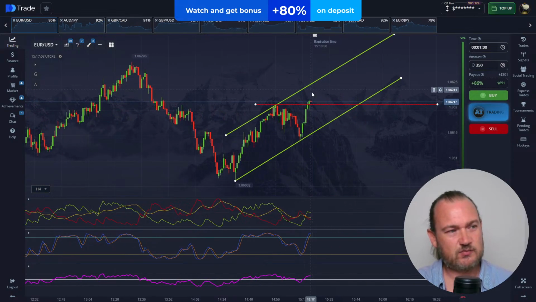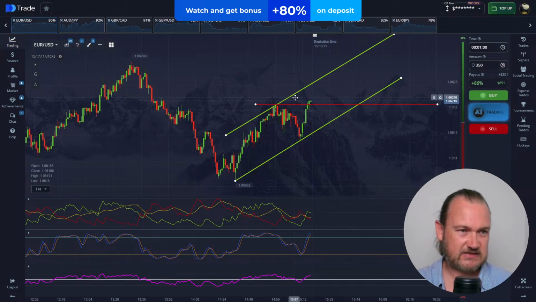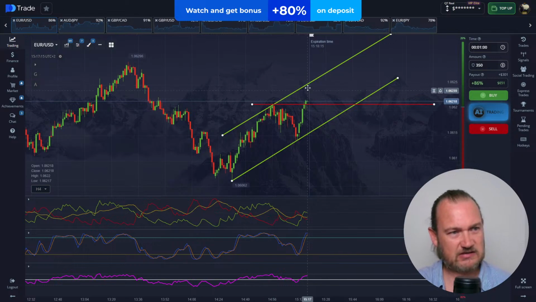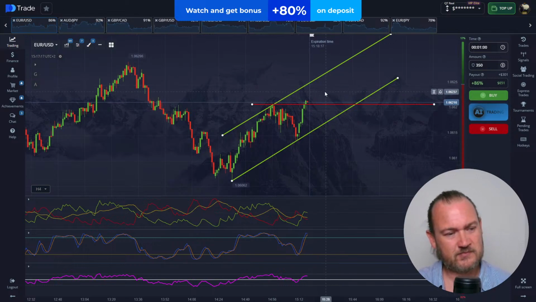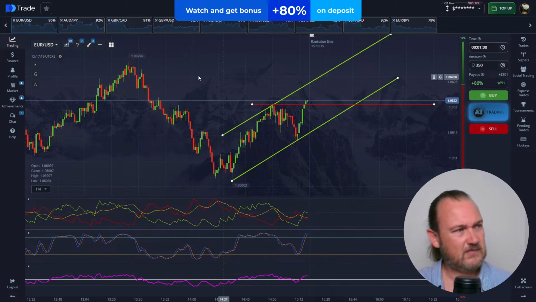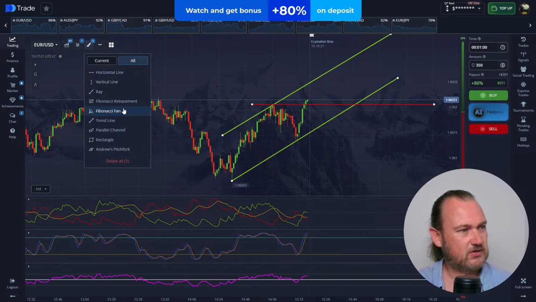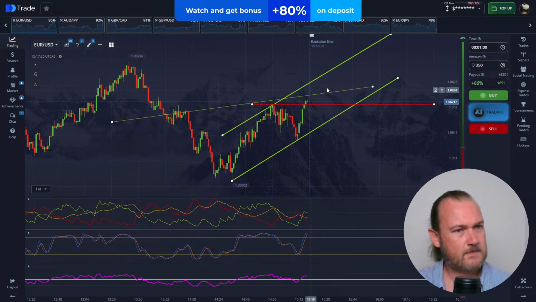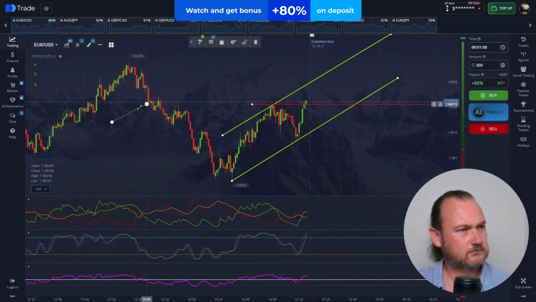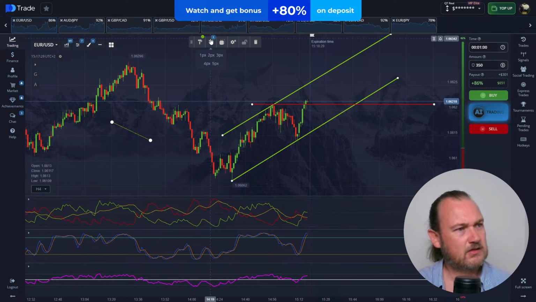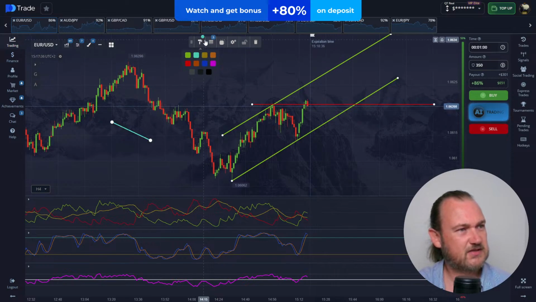Before I get sidetracked with flags and triangles, I just want to see if this pushes up, we might get an actual decent trade here. Okay, but anyway, let's draw the flag in quickly. So what would happen often? Let's make it 3 again, and let's make that cyan.